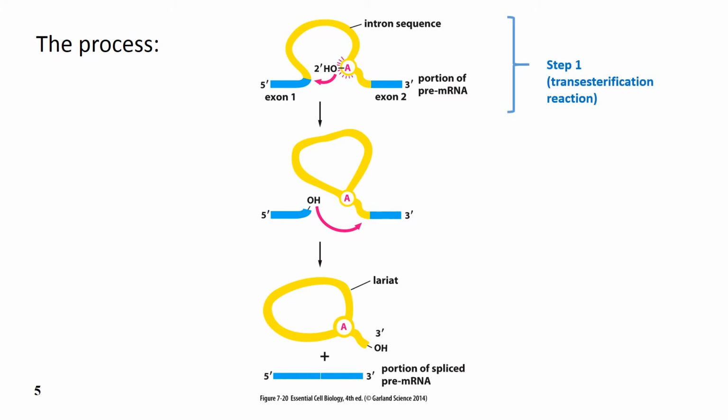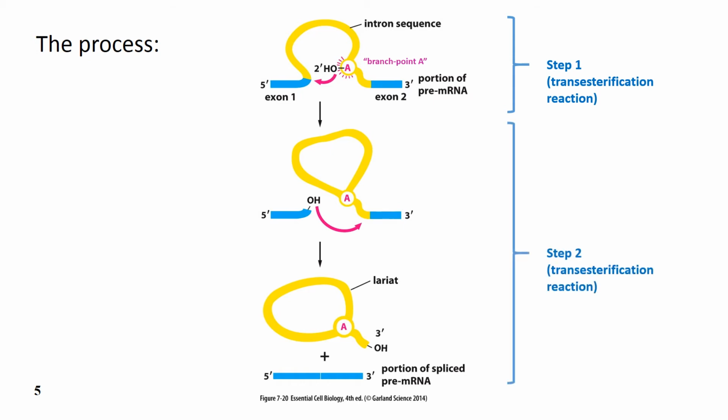The first step is a transesterification reaction, and that just means that you are moving the ester bond between a couple of different nucleotides in the pre-mRNA. That first step depends upon an A nucleotide within the intron that we refer to as the branch point A. The branch point A is critical in the process of splicing.